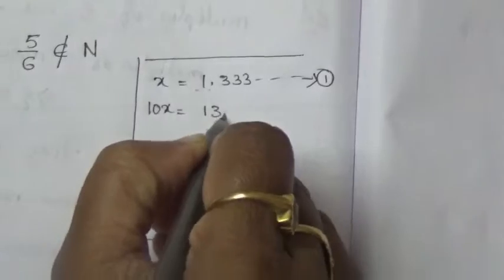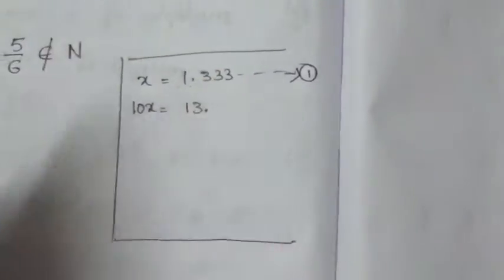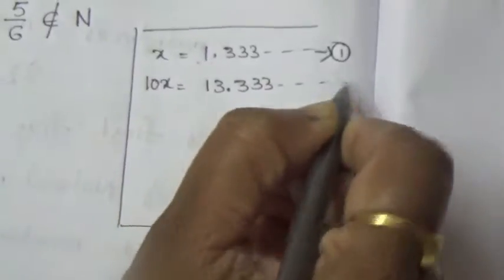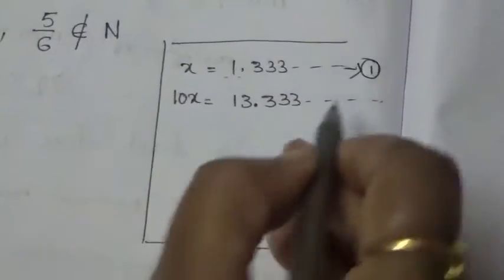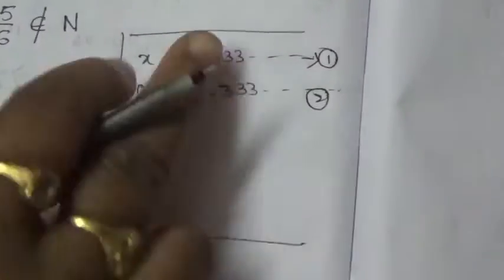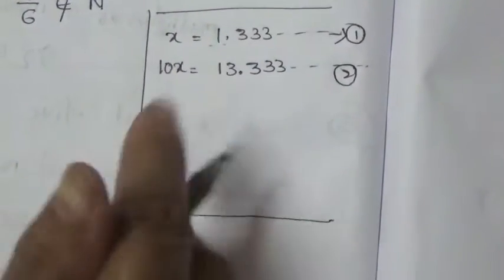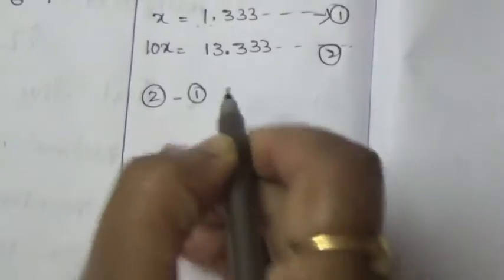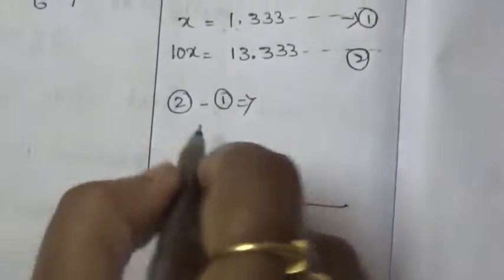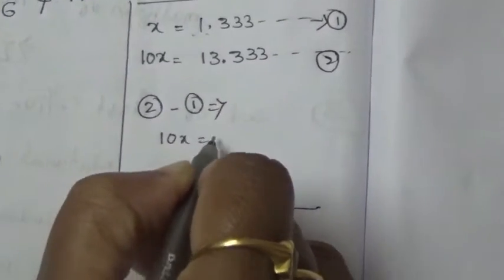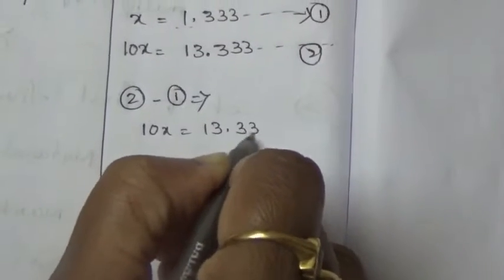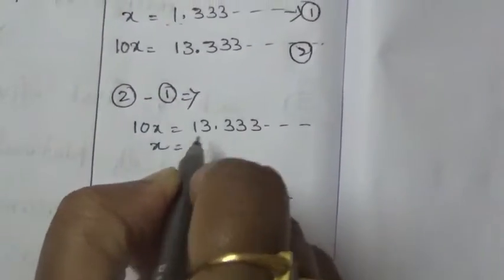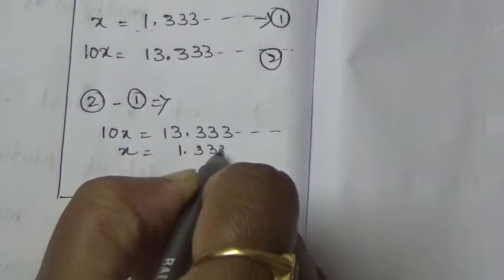So 10x is 13.333 and so on, right? You just subtract equation 1 from equation 2. Equation 2 minus equation 1: 10x is equal to 13.333 and so on, and equation 1 is x equal to 1.333 and so on.